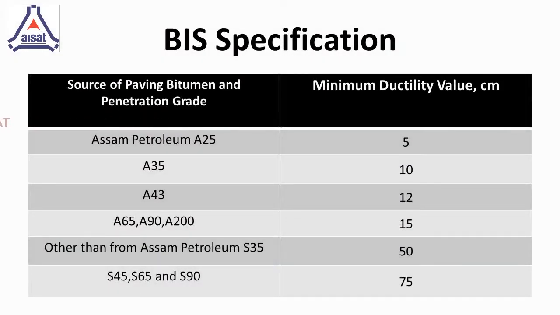Now we have taken the reading for the first trial. Similarly, we do it for the second trial and get the value. The average of these 2 trials will give you the ductility value of the bitumen, and then it is rounded off to the nearest whole number.